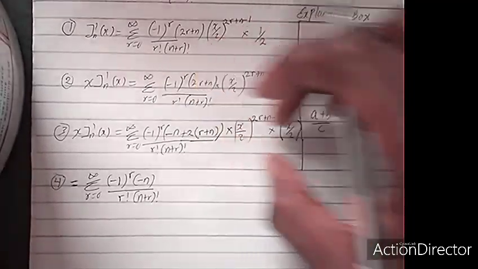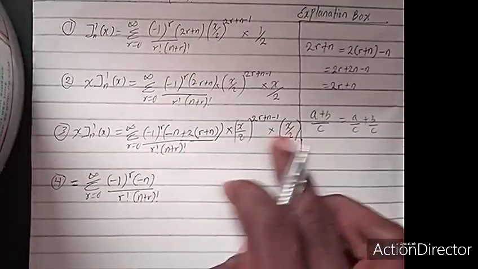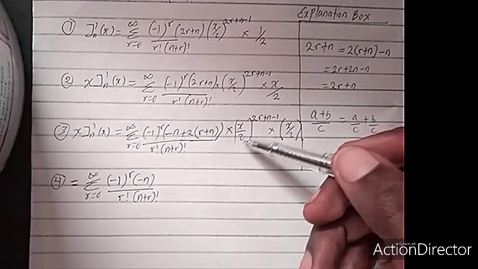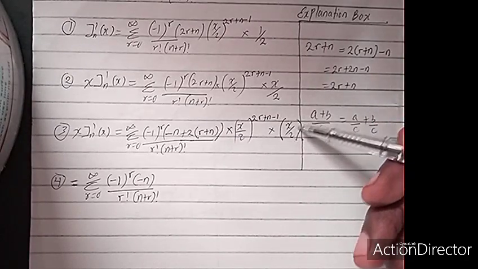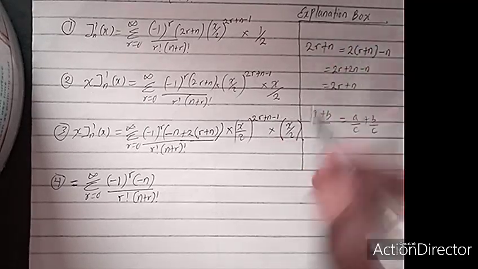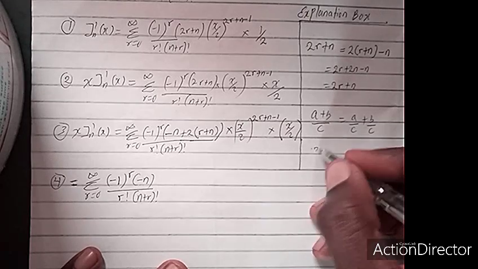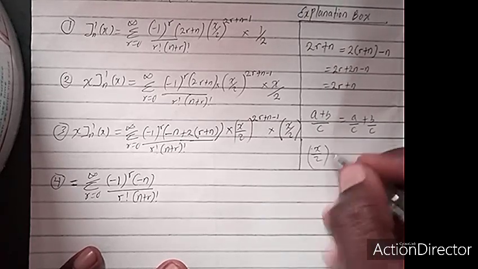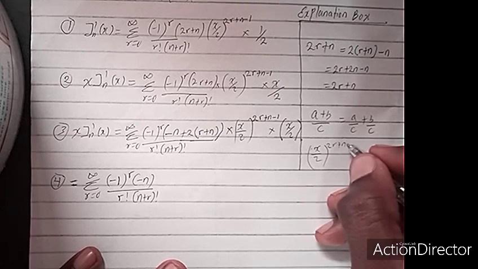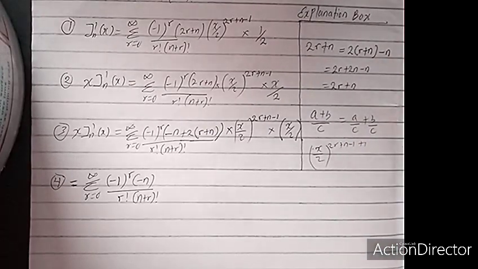Now this also is multiplying. Don't forget, this is multiplying. Since this is multiplying, let me use this from here. If I say this is x over 2 times, they have the same base. Using the law of indices, you will see that (x over 2) raised to power 2r plus n minus 1 plus 1. So this minus 1 will cancel this plus 1.